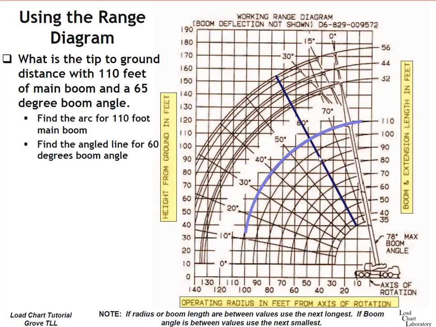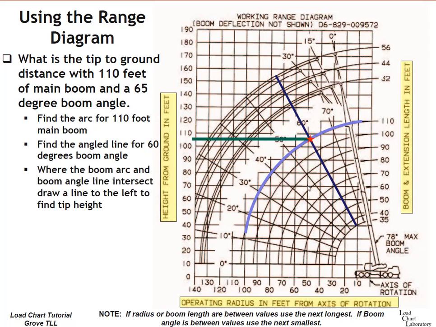Now we have an imaginary line going from that intersection over to the left. And it falls between 100 and 110 feet. Like I said before, if you run into this situation, if it's between two tip heights, always use the highest or the largest distance. Between 100 and 110 feet, use 110 feet.